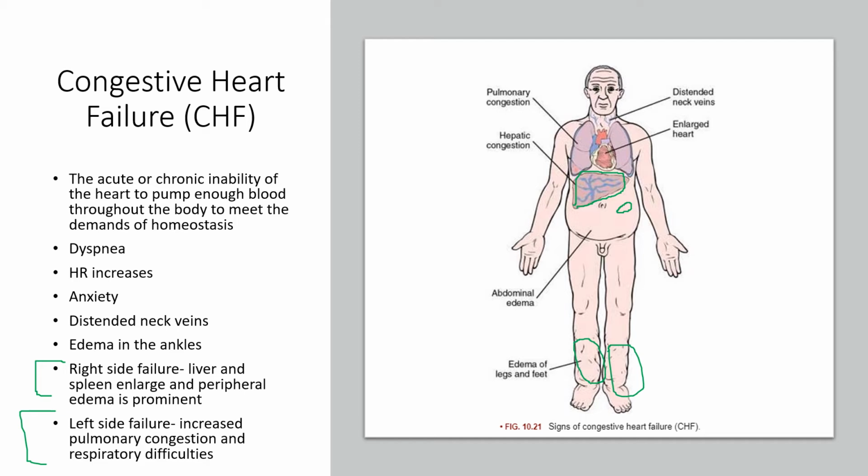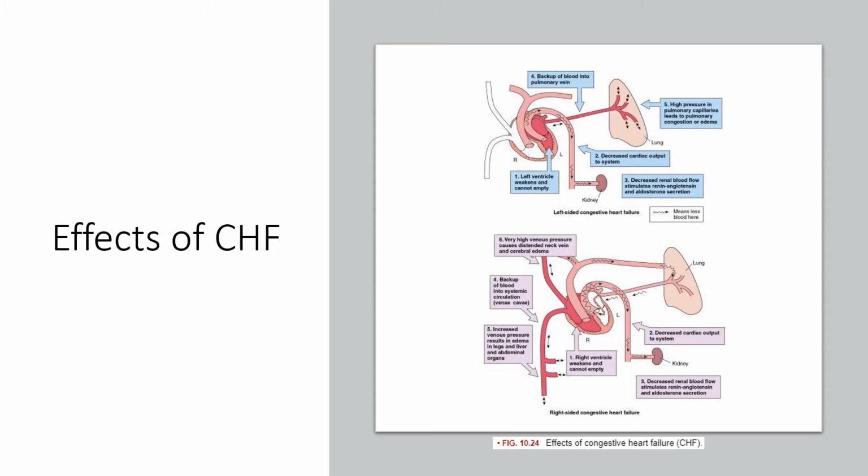Right-sided heart failure is different than left-sided heart failure. In left-sided heart failure, we're going to get increased pulmonary congestion and respiratory difficulties. And I'm going to explain those mechanisms in depth on the next slide. So let's run through this schematic and try to better understand the effects of congestive heart failure and understand why we see what we see with left-sided heart failure versus right-sided heart failure. So let's look at left-sided first.